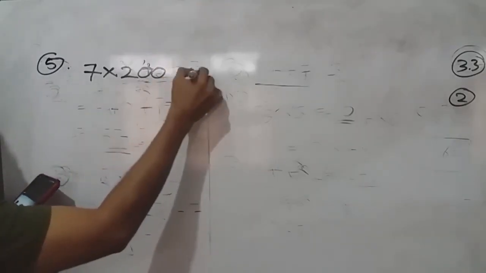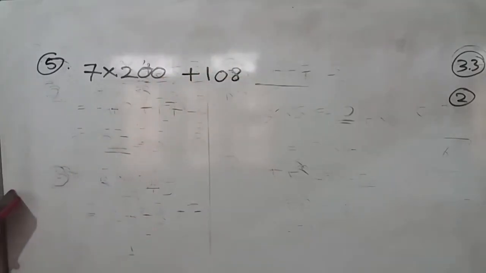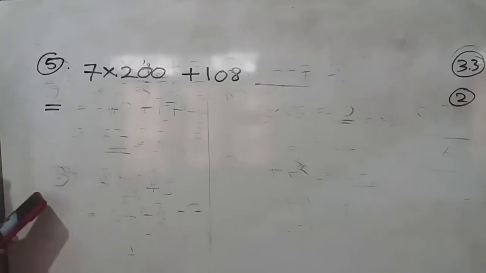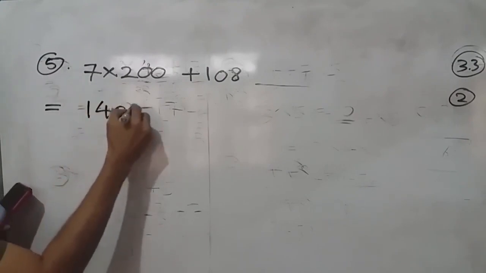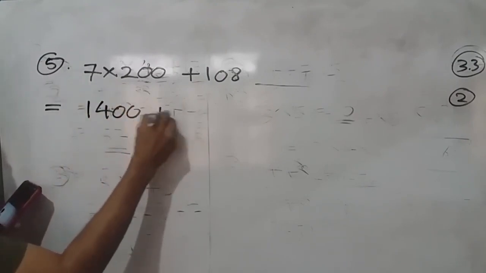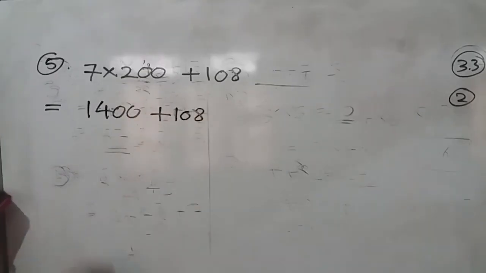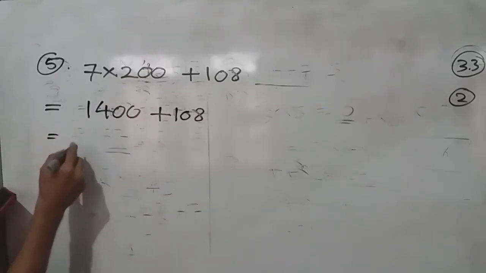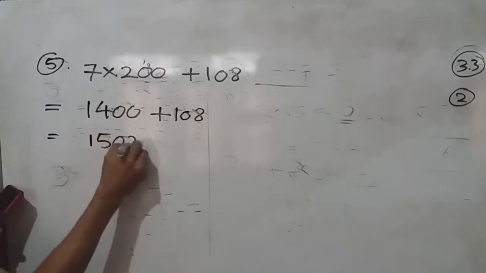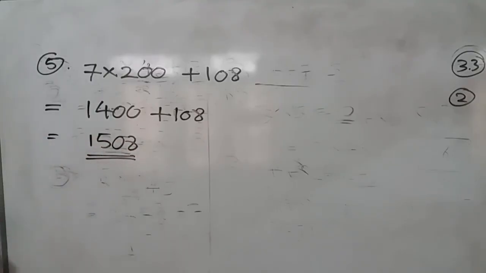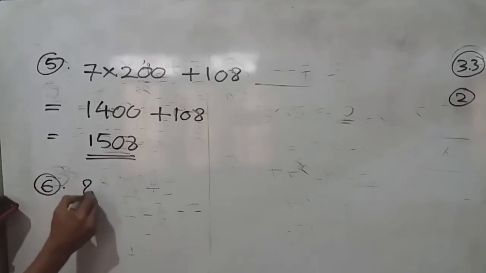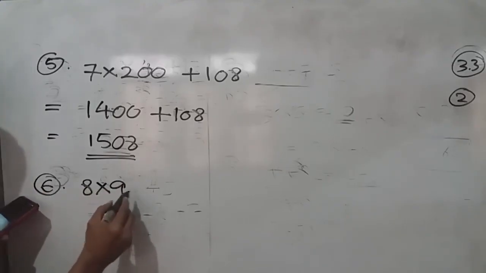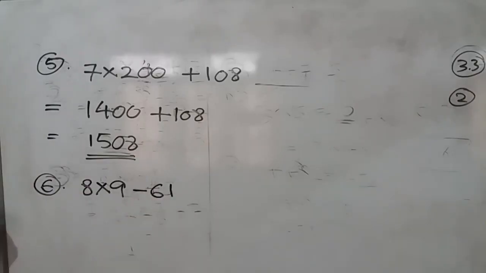7 multiplied by 200, right? Then we have to add 108, right? So we have to do the multiplication part first. So 7 times 200, that means 1400, right? Plus 108, right? So here, what is the answer here? 1508. 1508, right? Part 6. 8 times 9 minus 61, right?